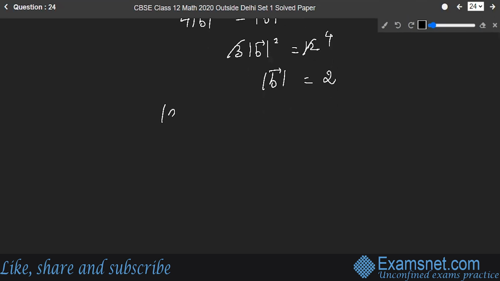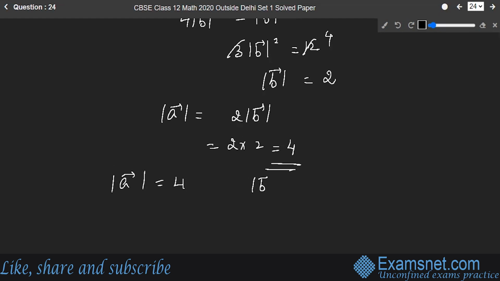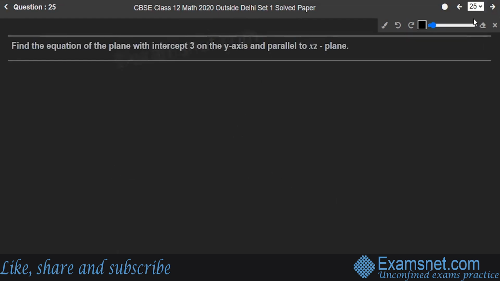And then the magnitude of a vector will be equal to 4, right? And this is what you needed to find out in the question, the magnitude of a vector and the b vector. This is the answer to the question. Hope you got that. Let's move to the next question, number 25.